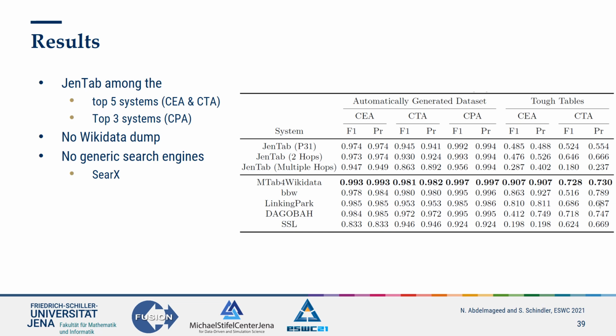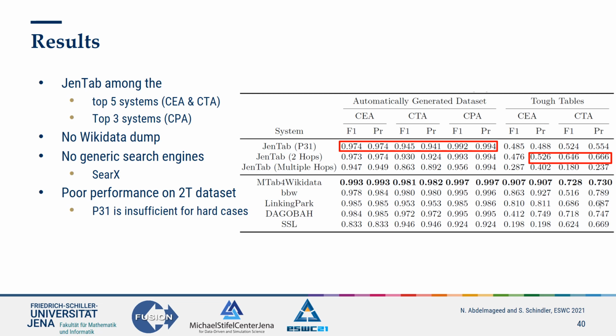Here are our scores compared to JenTab 2020 top participants. JenTab is among the top 5 systems at CEA and CTA tasks, while it's among the top 3 systems at the CPA task, where it doesn't use any offline dumps or generic search engines.